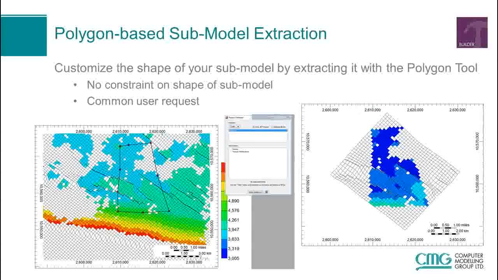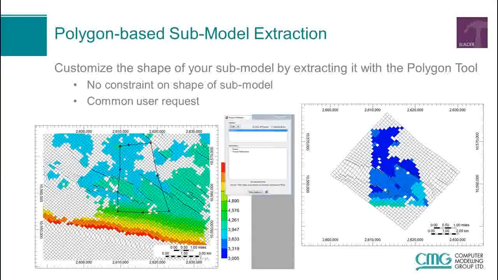Now, this feature I was particularly happy with. What this does is it actually utilizes the polygon tool, which was added to Builder a couple versions back. The polygon tool allows us to select a polygonal area inside Builder, and before it was used to change properties in that area. Now they've enhanced it to being able to actually pull out submodels.